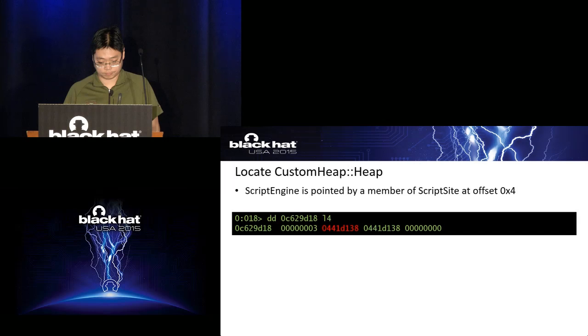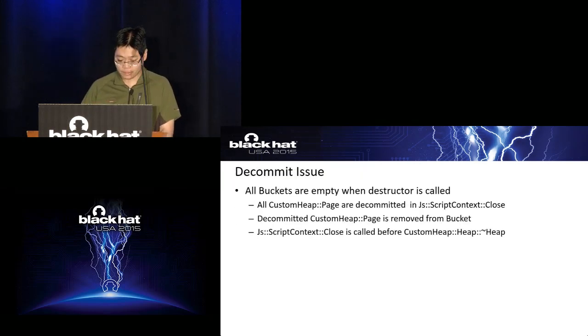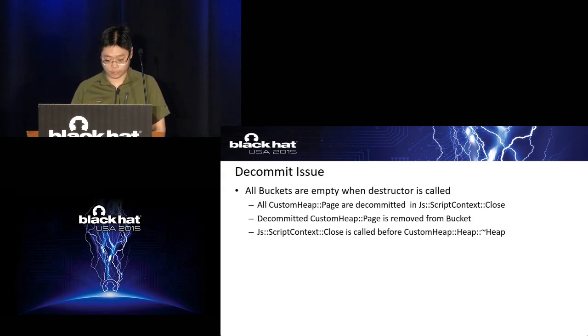But when we reach the destructor, we will find that all the buckets are empty. The one we chose and overwrote is not there. Why? Because all custom pages are decommitted in JS script context close, and the decommitted custom heap page is removed from the bucket, that is the double linked list. And the function JS script context close is called before the destructor. So when we reach the destructor, all the buckets will be empty. The one we overwrote is no longer there.